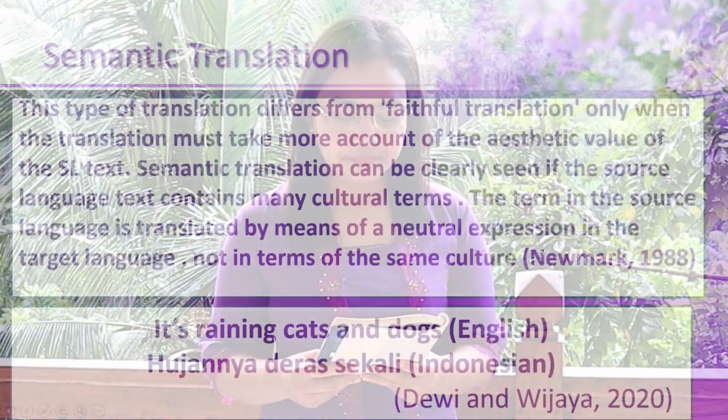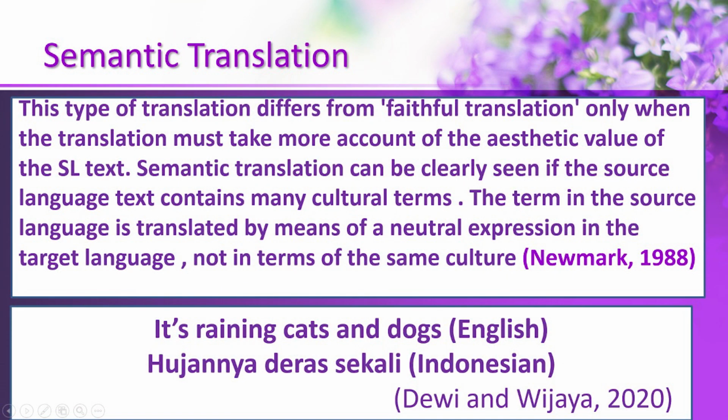Number 4, the fourth one is semantic translation. This type of translation differs a little from faithful translation only in that the translation must take more account of the aesthetic value of the source language text. As explained by Newmark, semantic translation can be clearly seen if the source language text contains many cultural terms. For example, the translation of "it's raining cats and dogs" using semantic translation becomes "hujannya deras sekali."